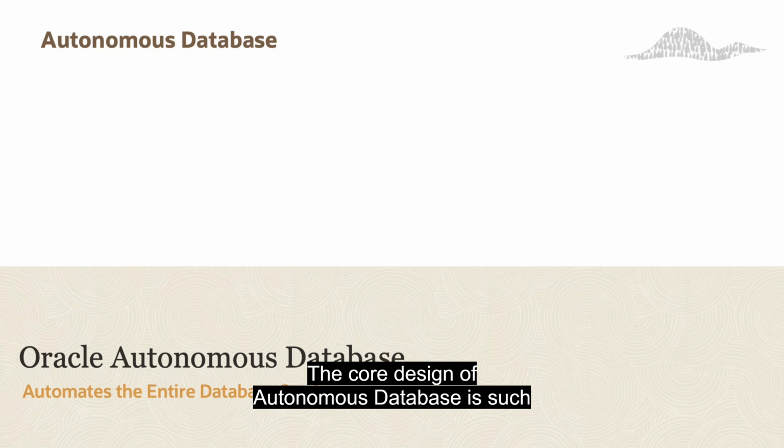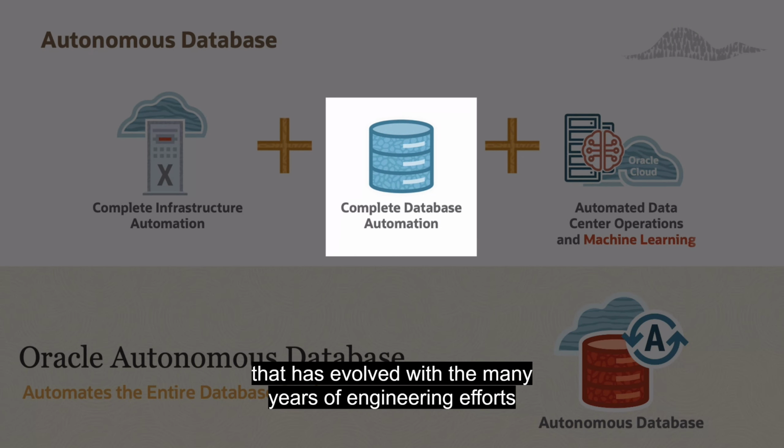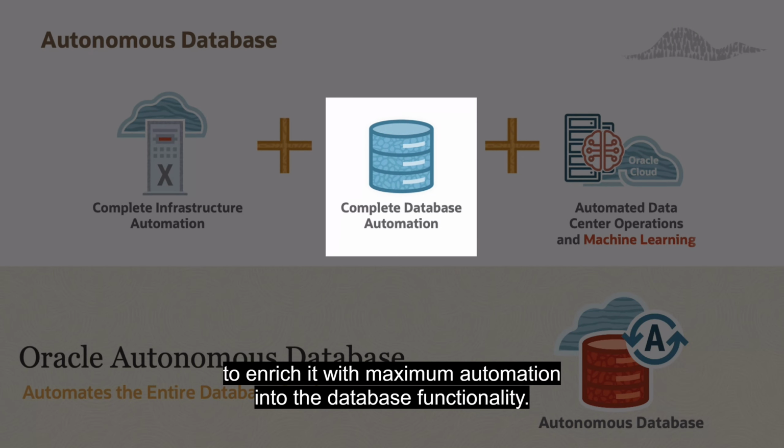The core design of Autonomous Database is such that the entire database stack is automated. It encompasses the Oracle Enterprise Database that has evolved with many years of engineering efforts to enrich it with maximum automation in the database functionality.